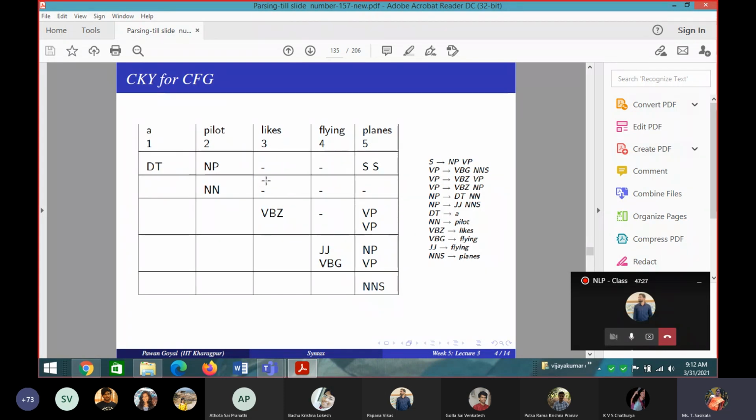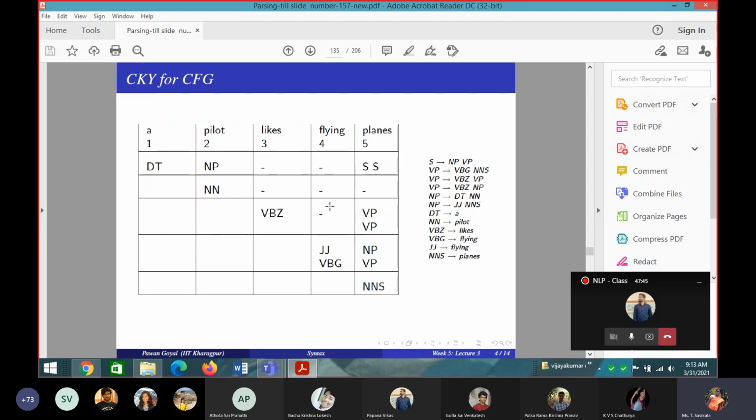Next, come to this box, the next diagonal, below likes, where I am highlighting. What do I have to consider? NN followed by VBZ. Is there any rule NN followed by VBZ? No rule. So dash. I will explain one, and the remaining you will have to follow.